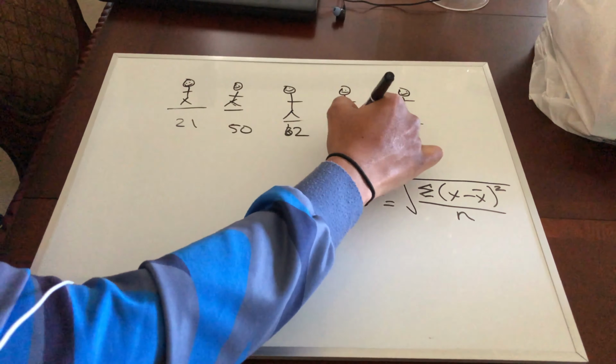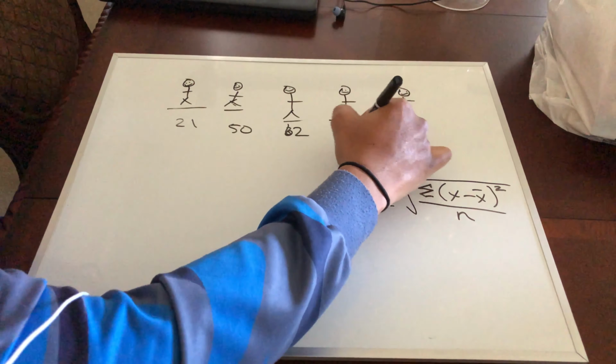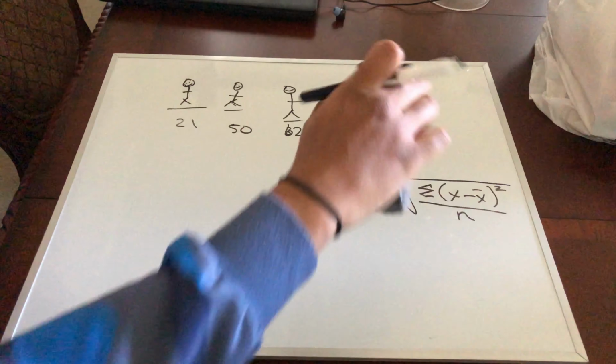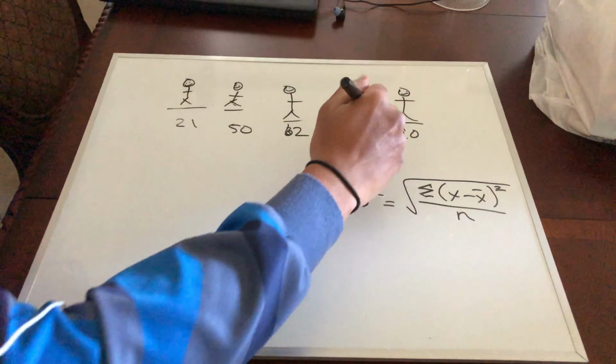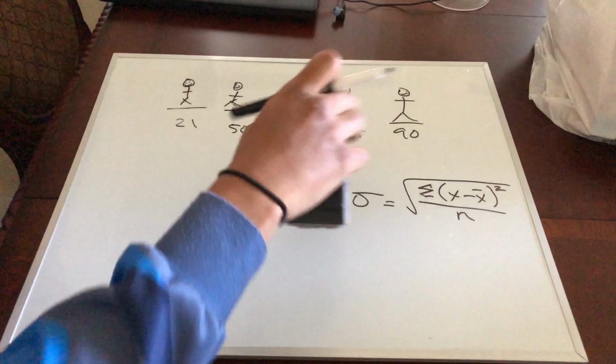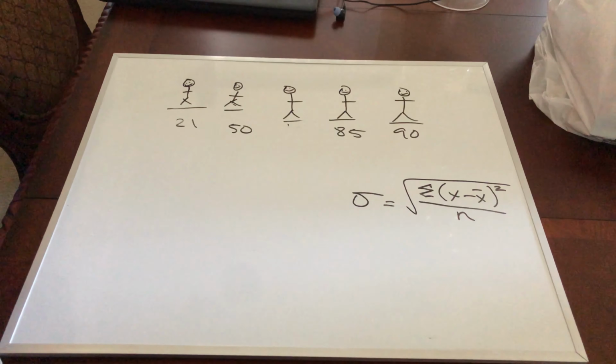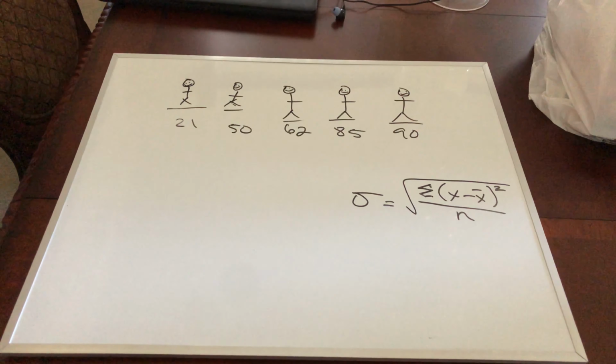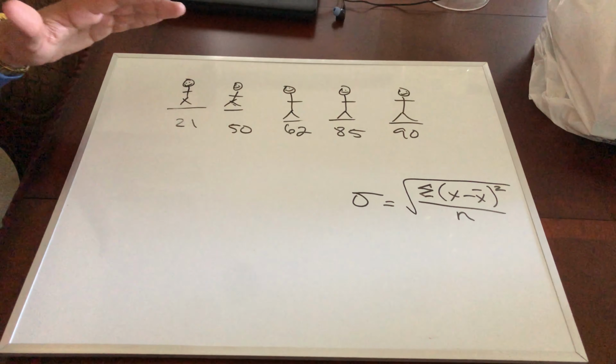You have $82, or $85 here, and you have $90 here. All right, so this is 85. This here is 62. So we have 5 different people representing the population. This is our sample size.